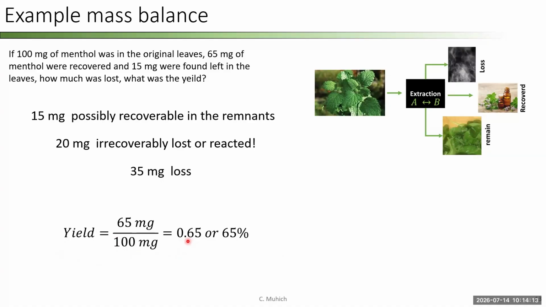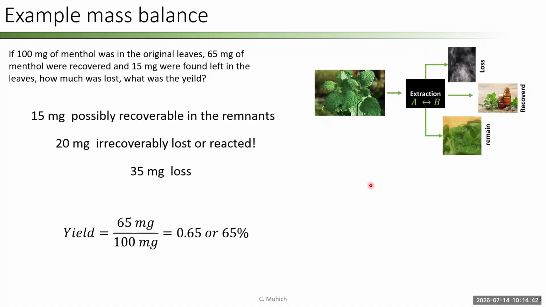Okay, so now we've walked through how we can do mass balance to think about how we can not only get information about how much is recovered, but we can start looking at how much we're losing to vaporization, and what's maybe remaining in our leaves, and how these are going to contribute to our effective yield.